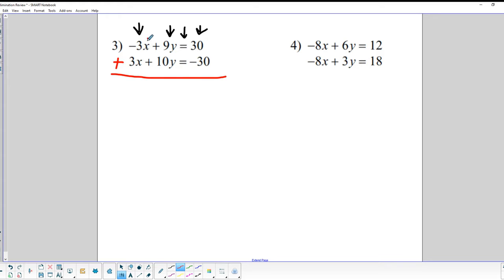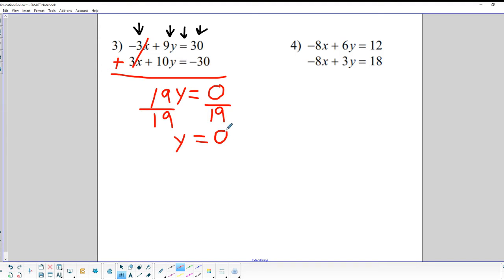And when we do that, the 3x's just cancel each other out. And then we have 9 plus 10y, which is 19y. And we have 30 plus negative 30, which equals 0. Then when we divide both sides by 19, I think you can see where this is going. We have found y using this elimination process, and y is just 0.